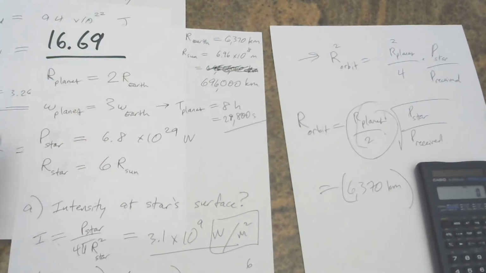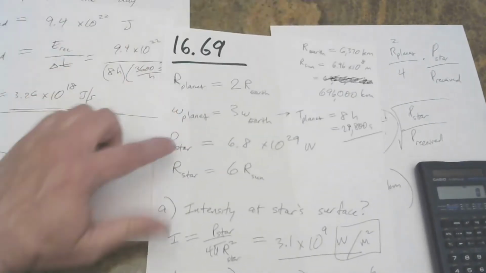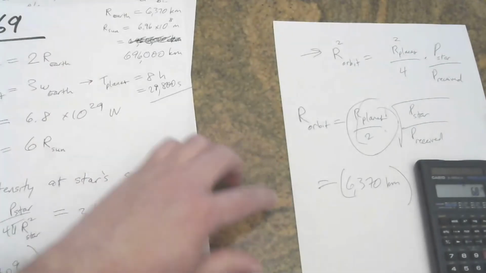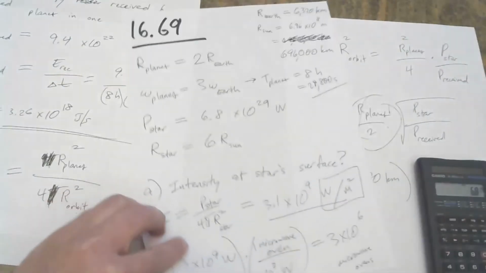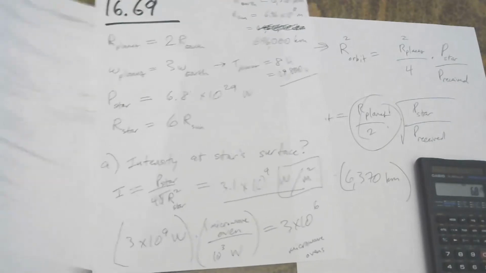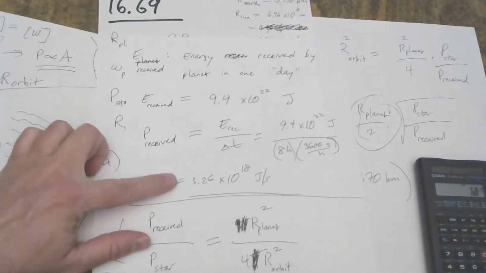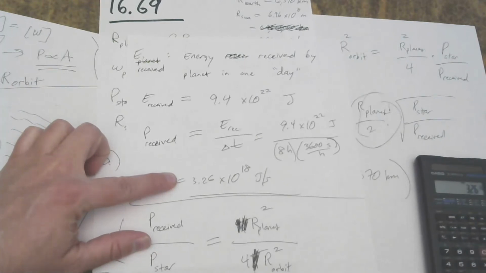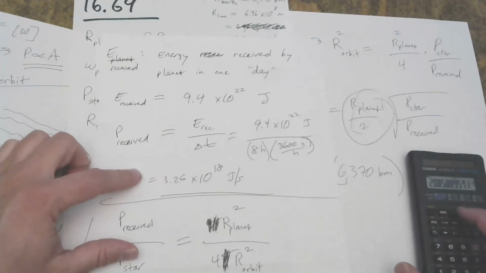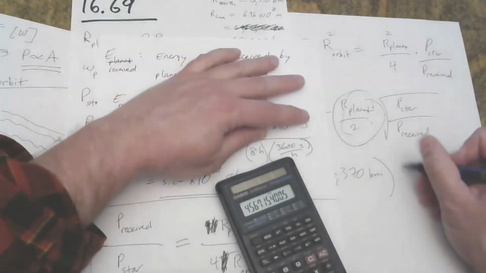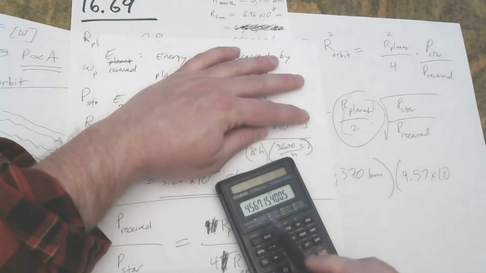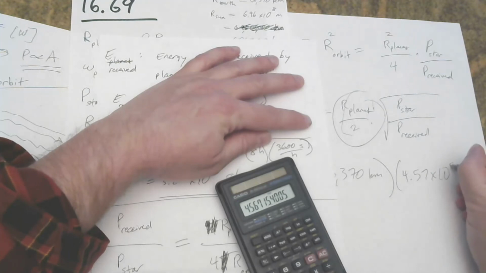We're told that the power output of the star is 6.8 times 10 to the 29th watts. That was in the problem. And I divide that by the power received by the planet, which we already calculated. And that came out to be this number, 3.26 times 10 to the 18th watts. Hit equals. Then I take the square root. So I've got this number, 4.57 basically times 10 to the 5th.